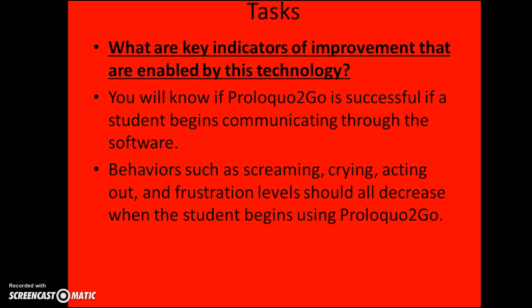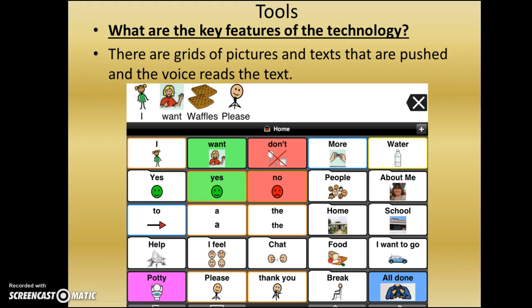So behaviors that should decline to show that this is a successful app would be that behaviors such as screaming, crying, acting out, and frustration levels should all decrease when the student begins using Proloquo to Go, because a lot of the time a student that's nonverbal can become very frustrated because they're not able to communicate and get their point across. So what are the key features of the technology?